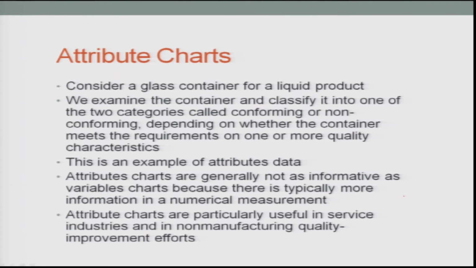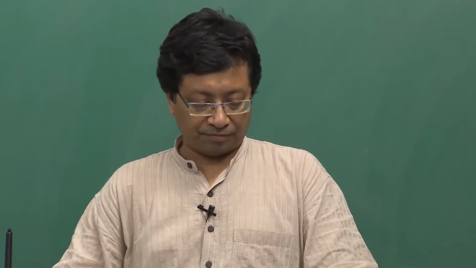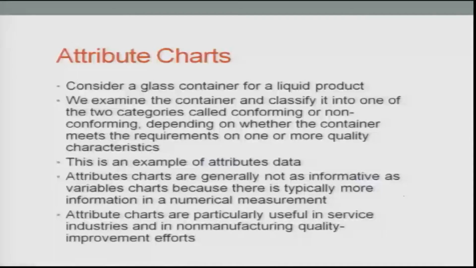This depends on whether the container meets the requirements, whatever the requirements, maybe color, maybe shape, maybe the crushing power. For example, I want to manufacture some cans, and the cans after usage should be crushed very easily such that they cannot be reused. So obviously my main focus from the point of view of the attributes would be how easily they are crushed. So depending on whether the container meets the requirement on one or more quality characteristics, this is an example of attribute data.